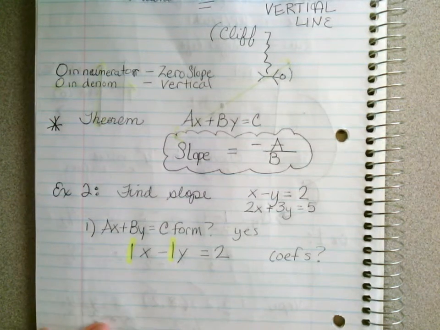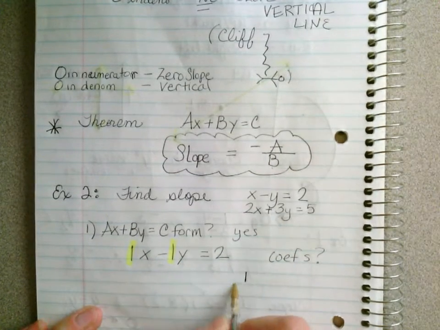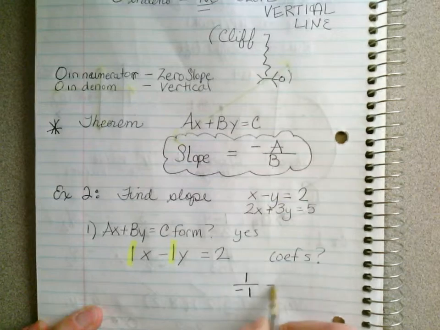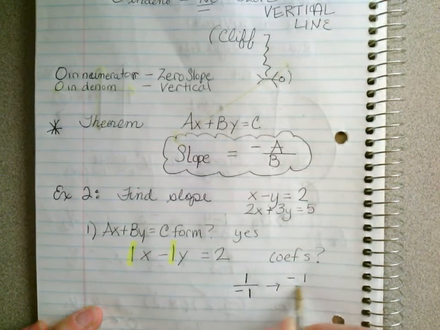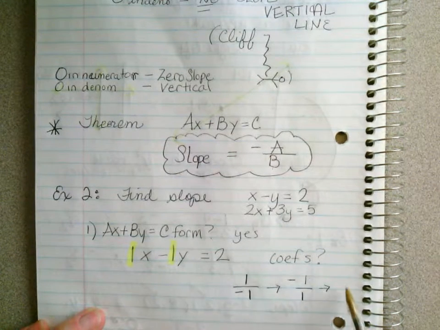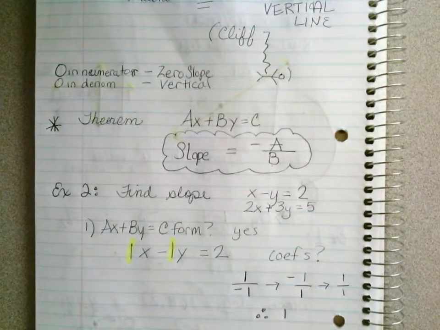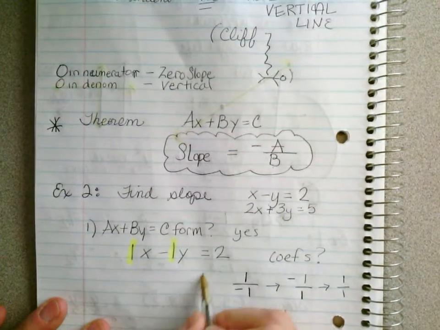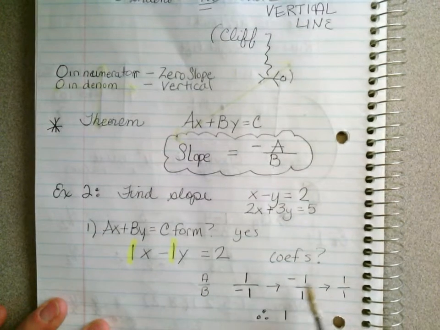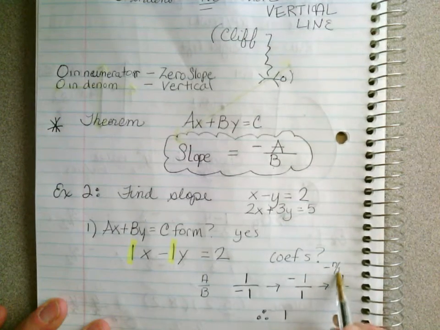So, opposite of A over B, right? So A is 1, B is negative 1. So right now, it is a negative 1 over 1, right? What's the opposite of that? 1 over 1. Therefore, the slope is 1. Pretty easy, right? This is A over B, which I just put the negative here so that it floats. This is the opposite of A over B.